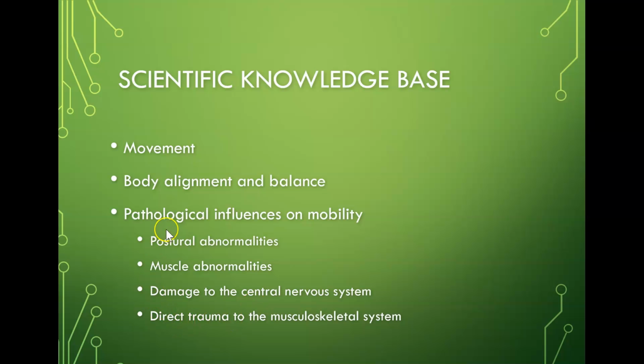There are a lot of different pathological things that can happen to an individual which may influence their mobility. There are postural abnormalities that a person may have with their musculoskeletal system, muscle abnormalities, disability or deformity. A person can have central nervous system damage, like a stroke or CVA. And then, of course, direct trauma or fracture to the musculoskeletal system.